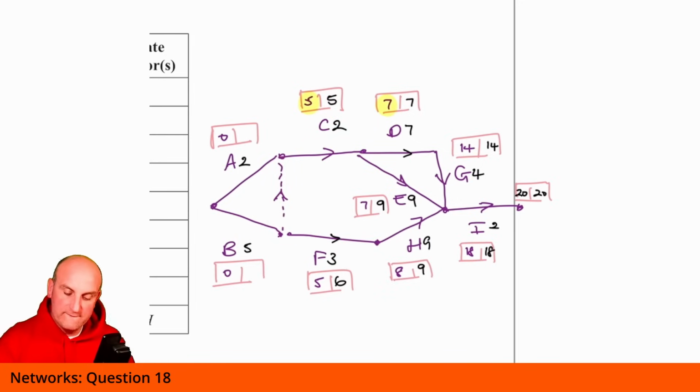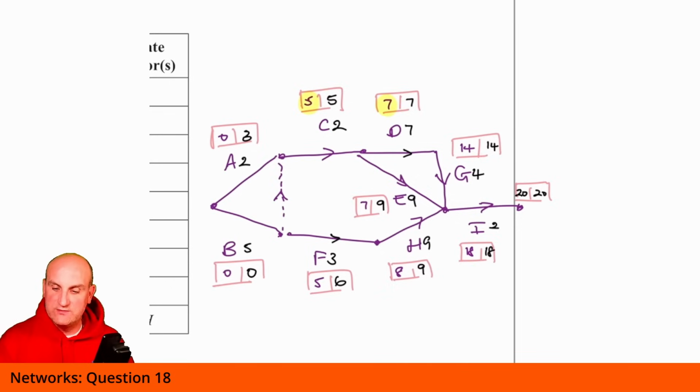So let me see, 5 or 6, which is the smallest? It's 5. So 5 minus 5 is 0. And in this situation going along here, I'd have 5 minus 2, which gives me 3. Right, so just checking that's all right. It is, and I want a minimal float time of at least 1.